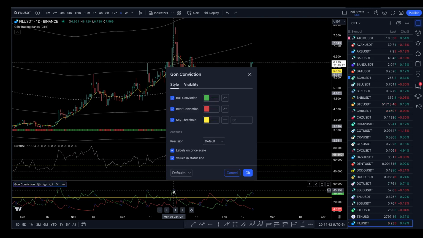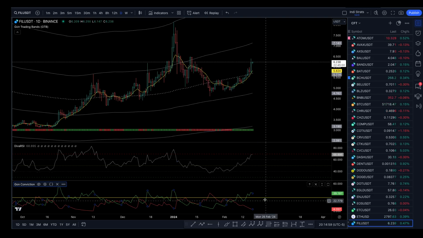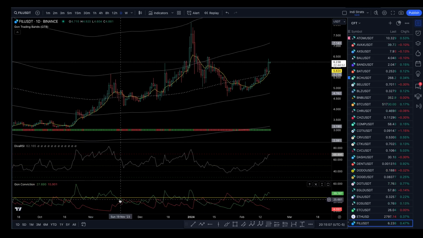The Gon Conviction indicator shows you the buying strength, or the bull conviction, so to say, behind moves. The key threshold level is at 30 on this indicator. It's this yellow line. So first of all, you have to see: is bullish conviction above bearish conviction, and is the bullish conviction above the threshold line of 30?